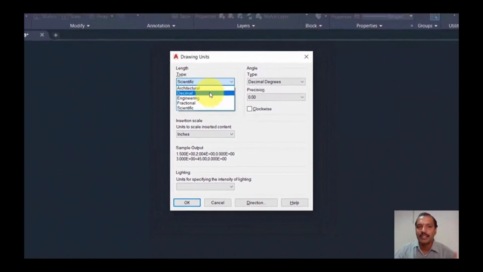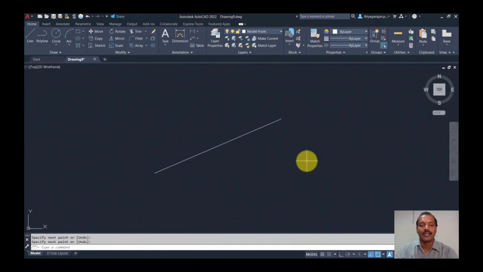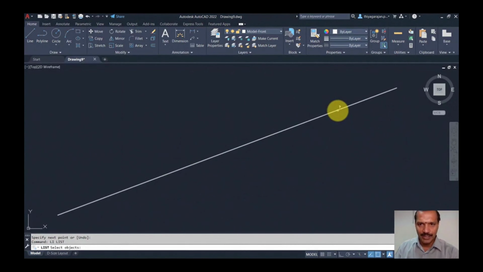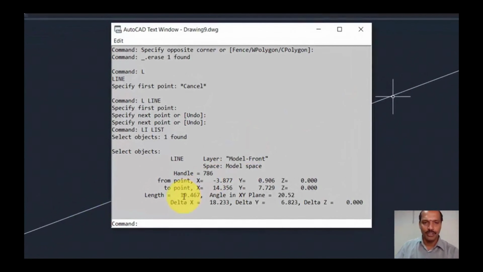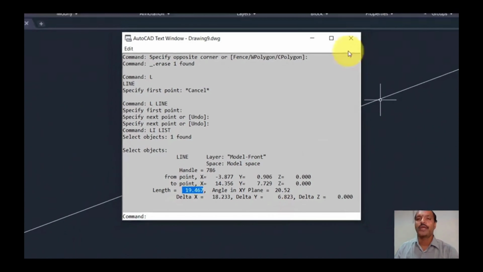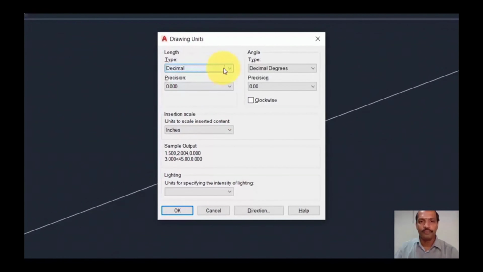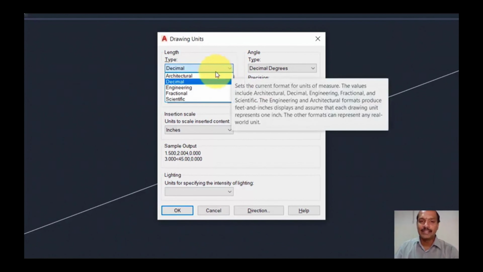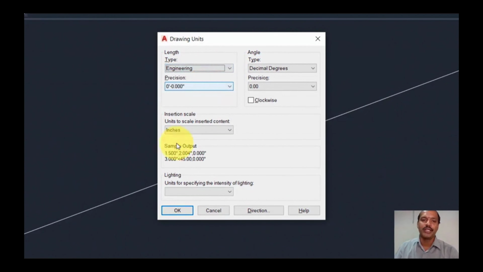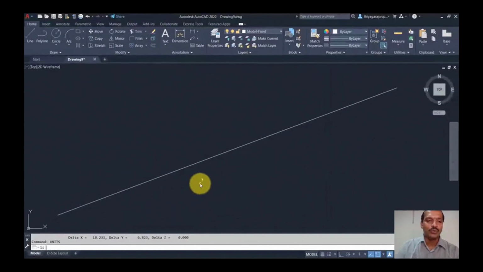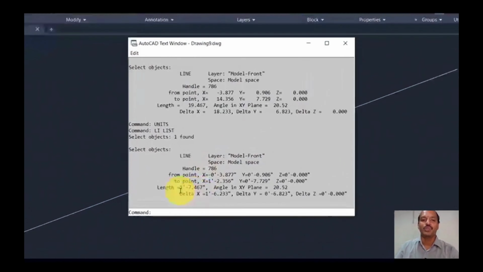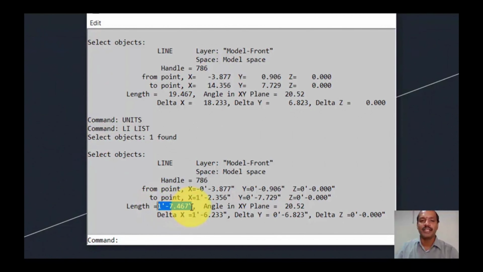So I'm going to show you the samples. Let me draw a line of approximate length. I want to get the information about this line. Just go to the information. It shows 19.467 decimal units. Okay. I want to get the information about the same line in different units. What I can do, go for the units, change the length type units to engineering. Now the same line will show in terms of feet and inches.